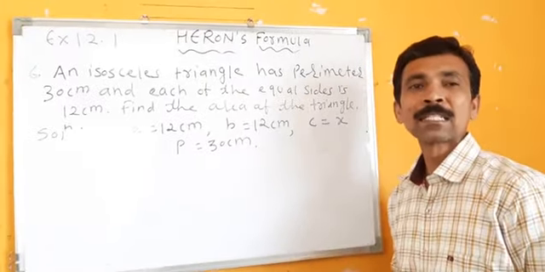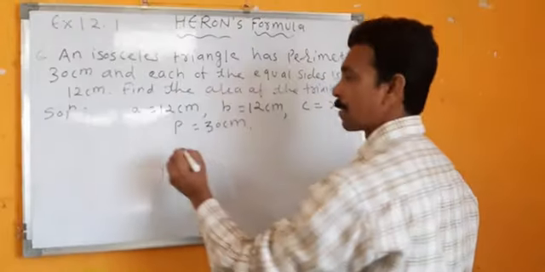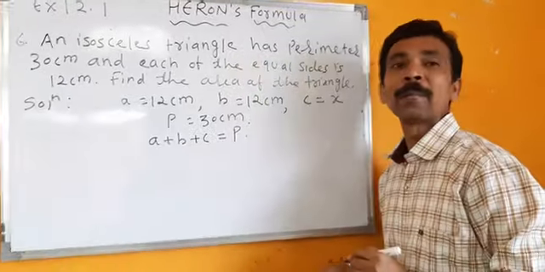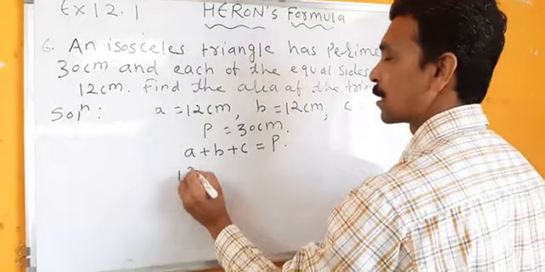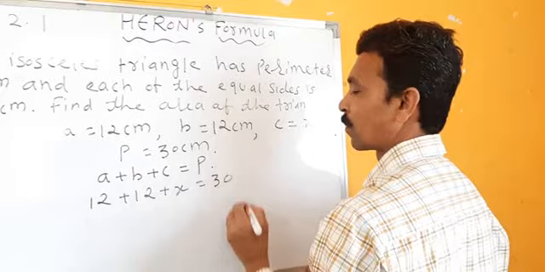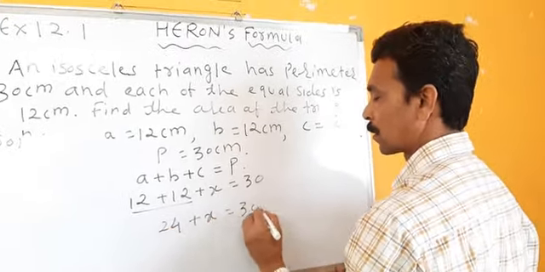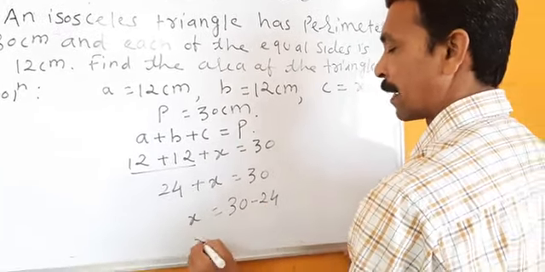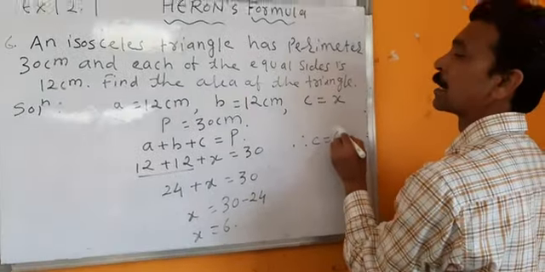Perimeter of a triangle means sum of all the sides. How many sides are there in a triangle? 3. So it is A plus B plus C is equal to perimeter. Sum of all the three sides of a triangle is equal to perimeter. First side is 12, second side is 12, third side is X is equal to 30. 12 plus 12, 24, right? Plus X is equal to 30. X is equal to 30 minus 24. X is equal to 6. Therefore, C is equal to 6 centimeter.